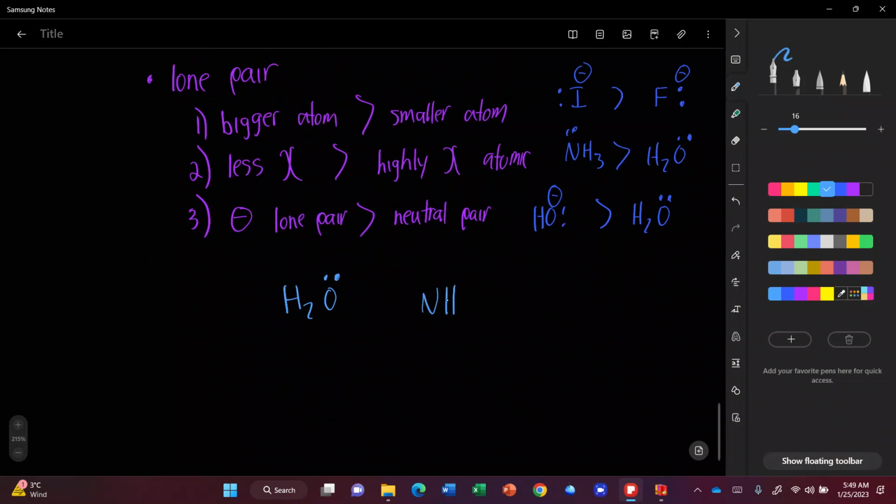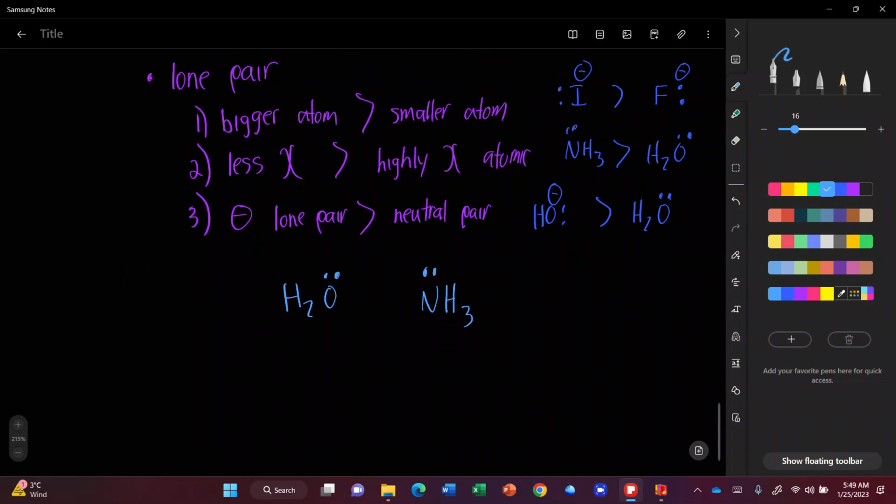Whereas something like NH3, nitrogen isn't as electronegative as oxygen. So nitrogen has no problem, right? If I have this nice big antibonding orbital right there, nitrogen has no problem saying, yeah, I'll share my electrons with that antibonding orbital.